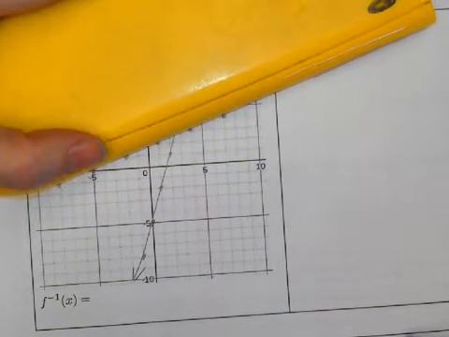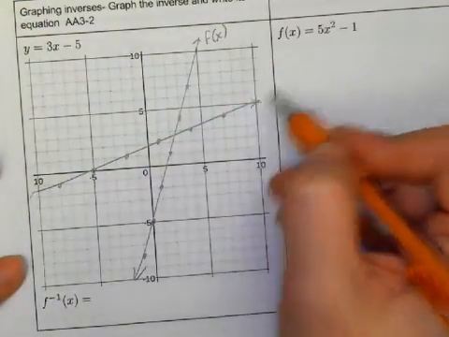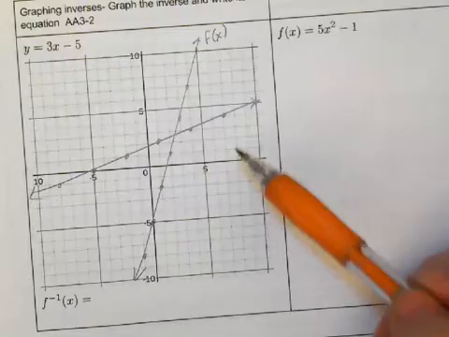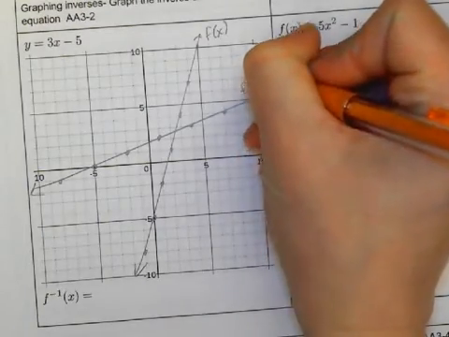So I need to graph that line. And it also wants to know the equation of that inverse. That's the f negative 1 of x.